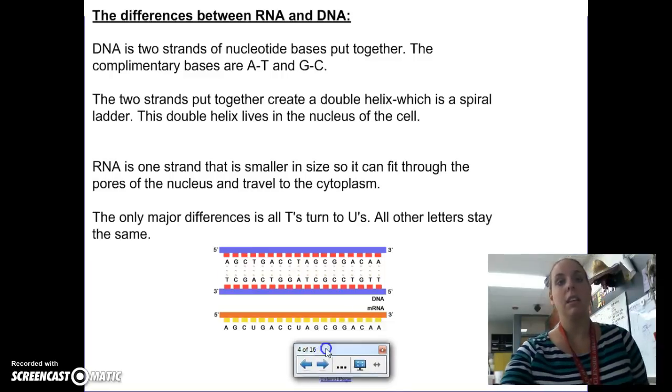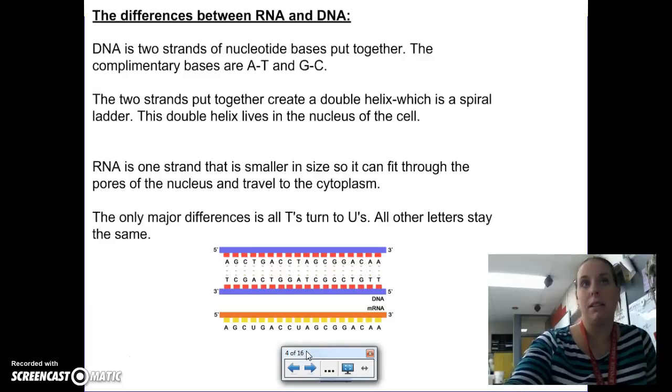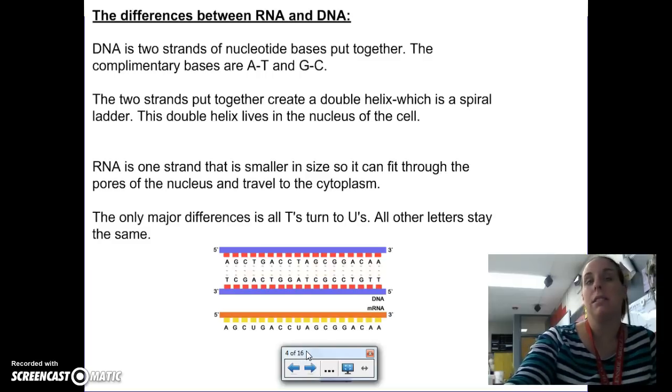So here it is. This is a good picture. DNA is 2 strands of nucleotide bases put together. The complementary bases are A and T, and then G and C. The 2 strands put together create a double helix, which is a spiral ladder. And this double helix lives in the nucleus of the cell.